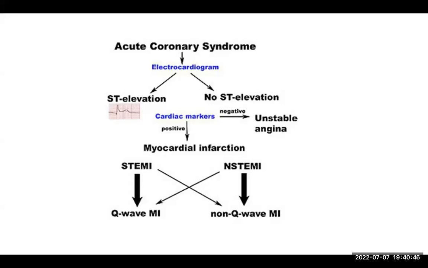Then on the other hand, you have non-ST segment acute coronary syndrome. If in the non-ST, the patient's cardiac troponin is high, then you call it NSTEMI. If the troponin is not elevated, and there's no ST segment elevation, but the patient has got chest pain, this patient has unstable angina.